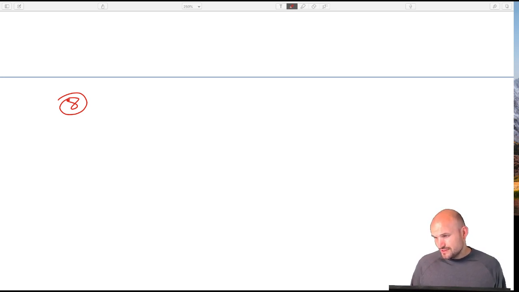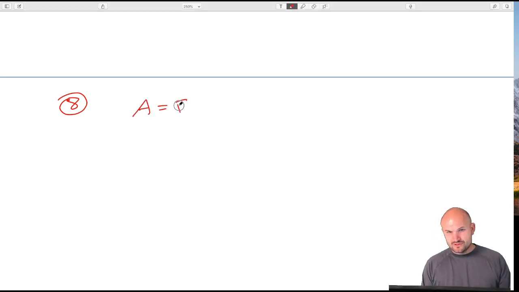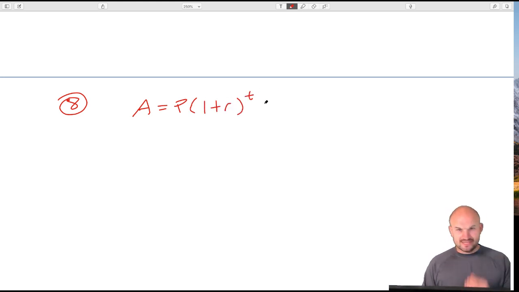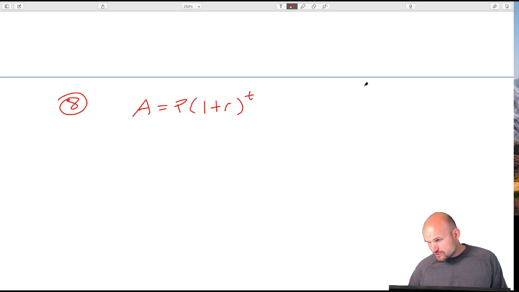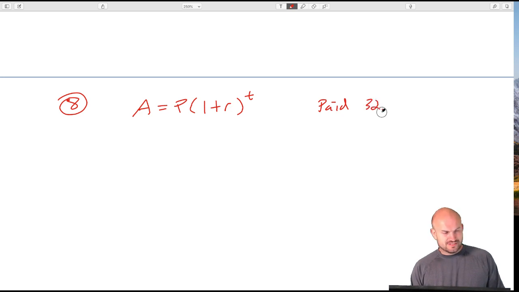Thank you. All right, so we have basically a question of A is equal to the formula P times 1 plus R raised to the T. All right, and correct me if I'm wrong here, Sky, but basically what we have is she's paid $32,546. The time that it took her to pay on that loan was 5 years.